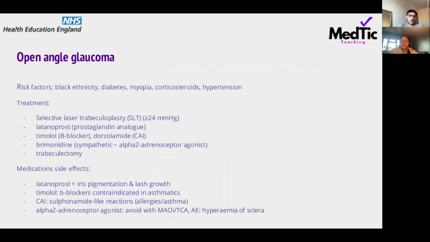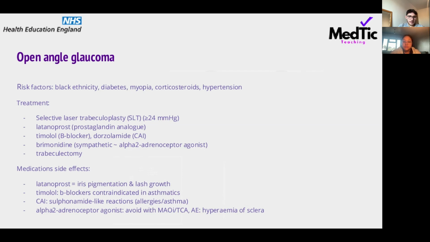Certain risk factors: diabetes is a big one, as well as corticosteroids. Patients on long-term steroids are at increased risk of developing glaucoma due to raised intraocular pressure. So how you treat glaucoma: you can do selective laser trabeculoplasty, where you laser the trabecular meshwork to help with the flow of aqueous humor.